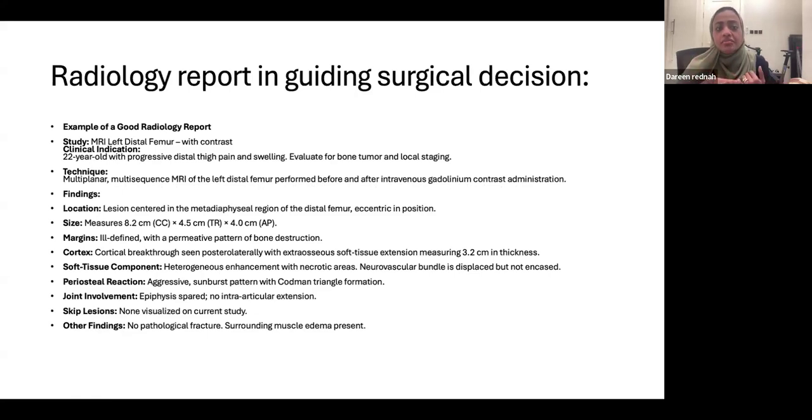Location: the lesion is central in the metadiaphyseal region of the distal femur, eccentric in position. So the surgeon will know that the metaphysis and diaphysis are involved in the tumor. So instead of resection of the diaphysis, he will think about resection of part of the metaphysis just by mentioning its metadiaphyseal region. Measures 8.2 by 4.5 by 4 centimeters. It's very important because we measure the tumors after resection. We estimate the size of the tumor we will resect based on the MRI, not the X-ray.